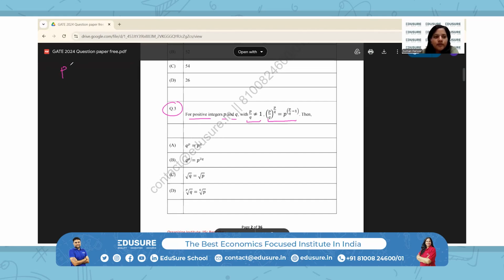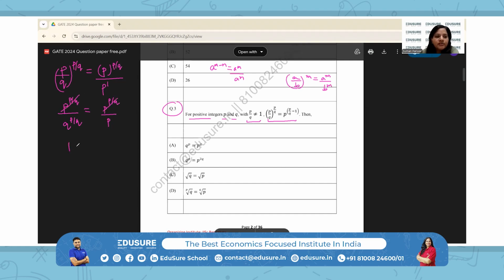So (p/q)^(p/q) is equal to p^(p/q) divided by p^1, because we are using the rule that a^(m-n) is a^m divided by a^n. Now we can write it as p^(p/q) divided by q^(p/q) equals p^(p/q) divided by p. So we are using the rule that (a/b)^m is equal to a^m divided by b^m. So this and this will get cancelled out.